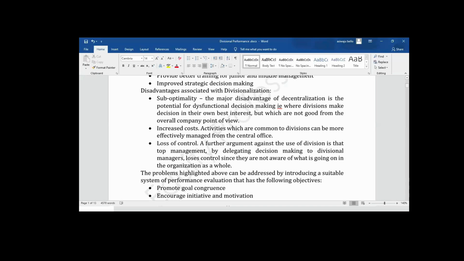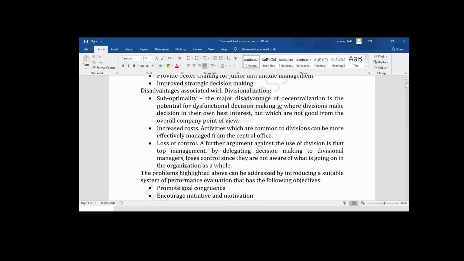Then number 3, loss of control. Where a company is operated along divisional structure, the top management at corporate head office will not have firm control over divisional managers. The top management is seated in head office, while divisional managers are in different divisions, different locations. The top management will not have firm control on the activities of the divisional manager. That's a major concern, where the divisional manager can act on their own and the top level management seated in head office will not be aware.